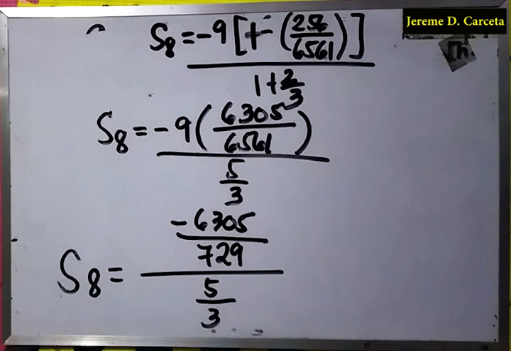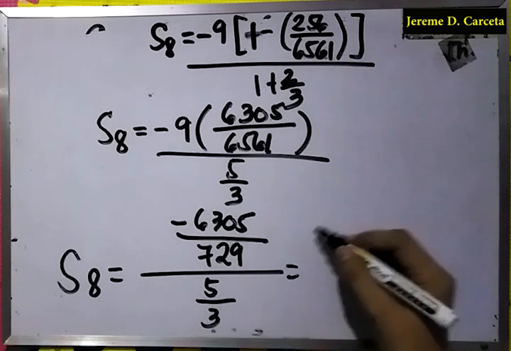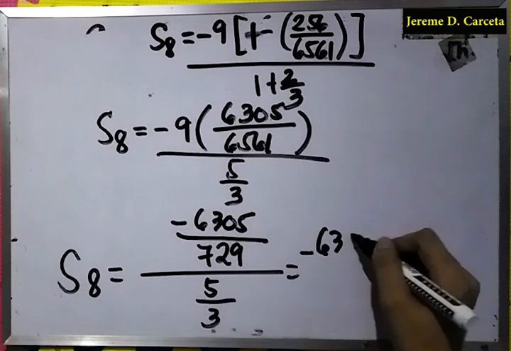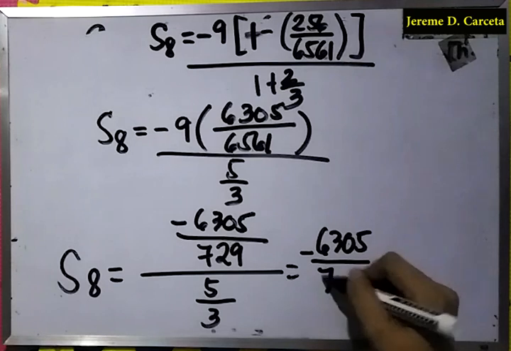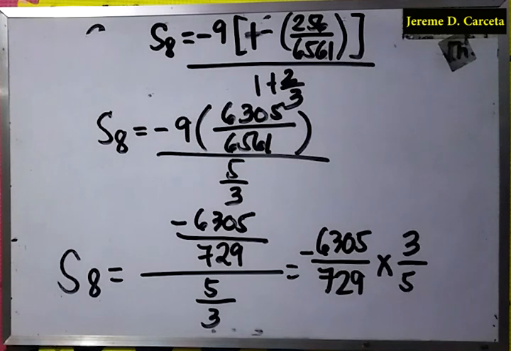So we have a complex fraction again. We take the reciprocal of this 5/3, then multiply to the numerator. That would be negative 6,305 over 729 times 3/5. So that would be equal to negative 1,261 over 243.